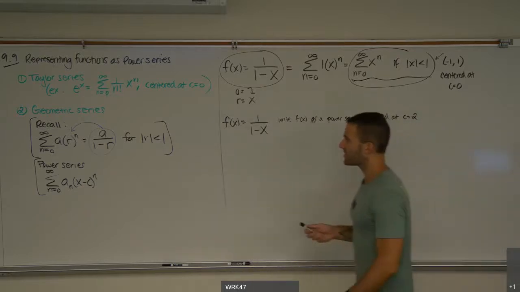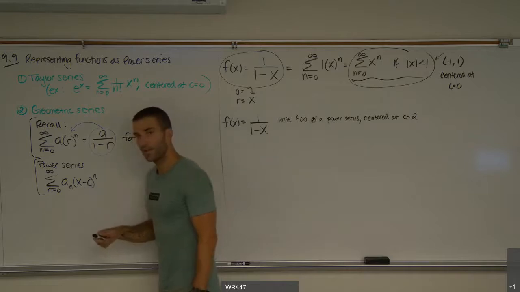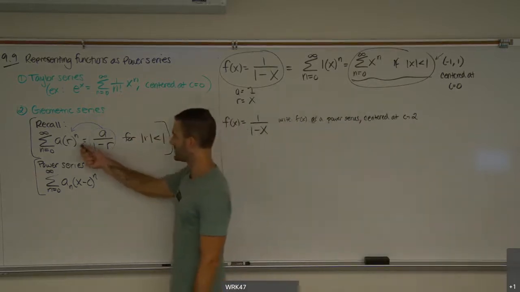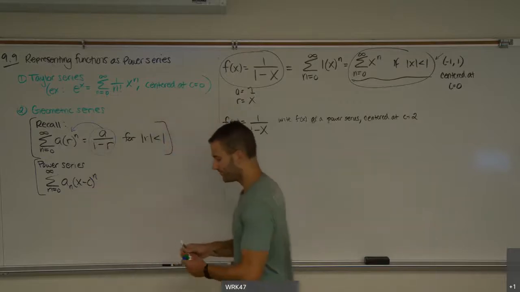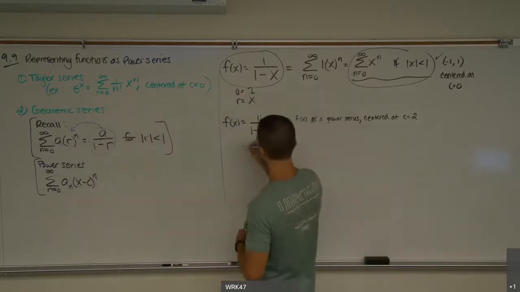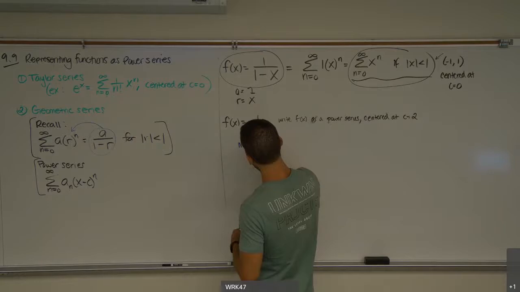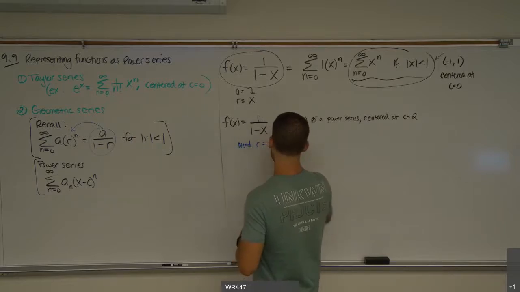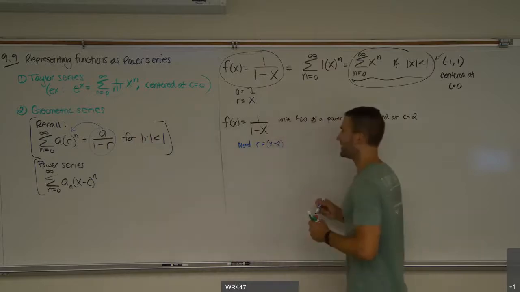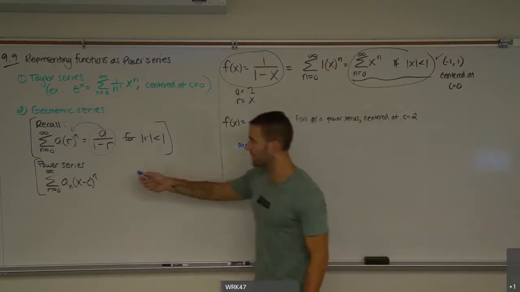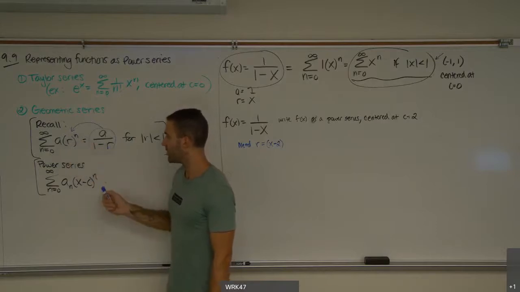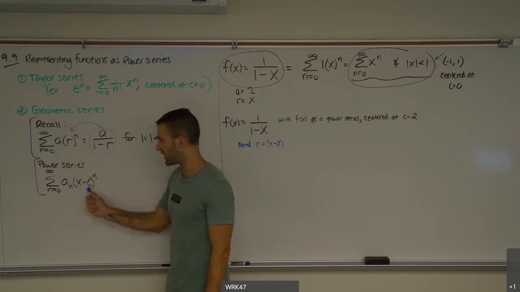Well, in order to get a power series centered at 2, that means we want our r value, instead of just being x, to be x minus 2. So what do we need? We need my r in the geometric formula to be x minus 2. Why do I need x minus 2? Our r translates to the base of the exponential, and we want a power series centered at 2. My c being 2 then means that this needs to be x minus 2.